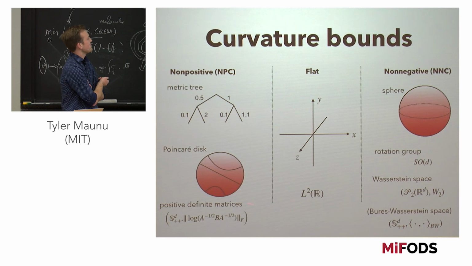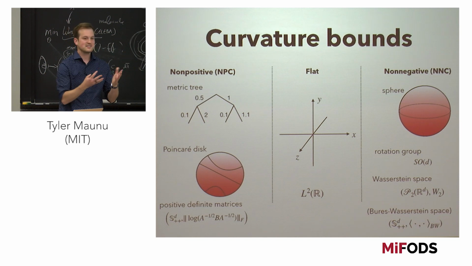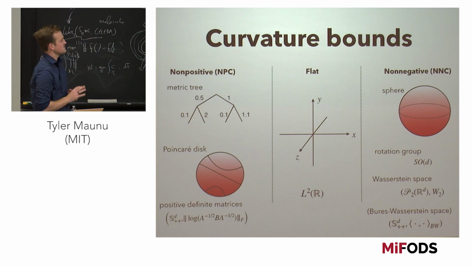And so I'm given a bunch of different spaces for you to think about: these are non-positively curved spaces, these are flat spaces, and these are non-negatively curved spaces. And really we're sitting here. We're in a subset of Wasserstein space that's non-negatively curved. So you can think of this as maybe we're on a sphere of some kind.